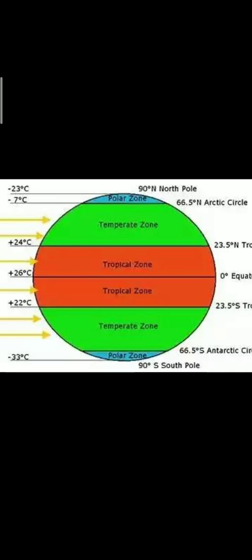Then, if we go towards the pole areas like the North Pole and the South Pole, sun's rays do not reach at all over there. It is very cold over there. So, those areas are known as polar areas, or they are also known as frigid zones. Clear? Okay, very good.